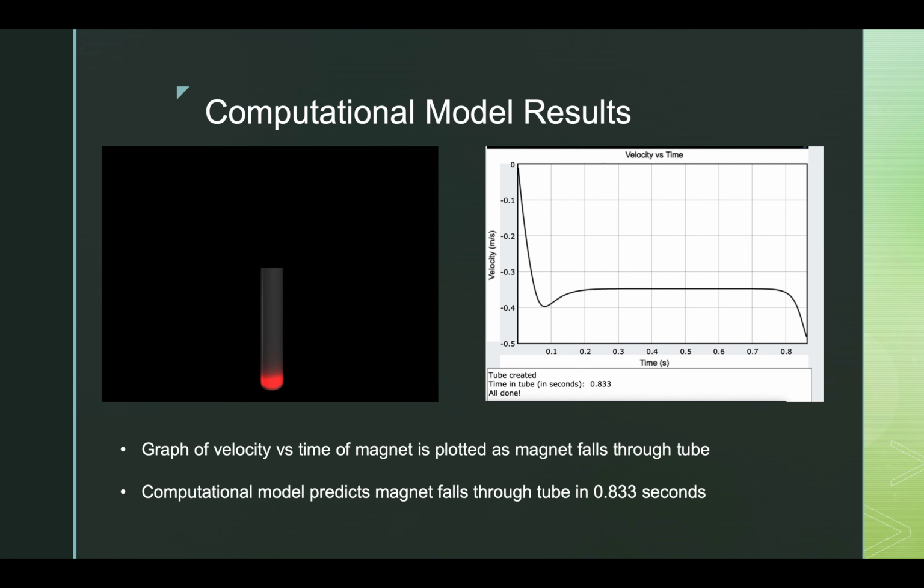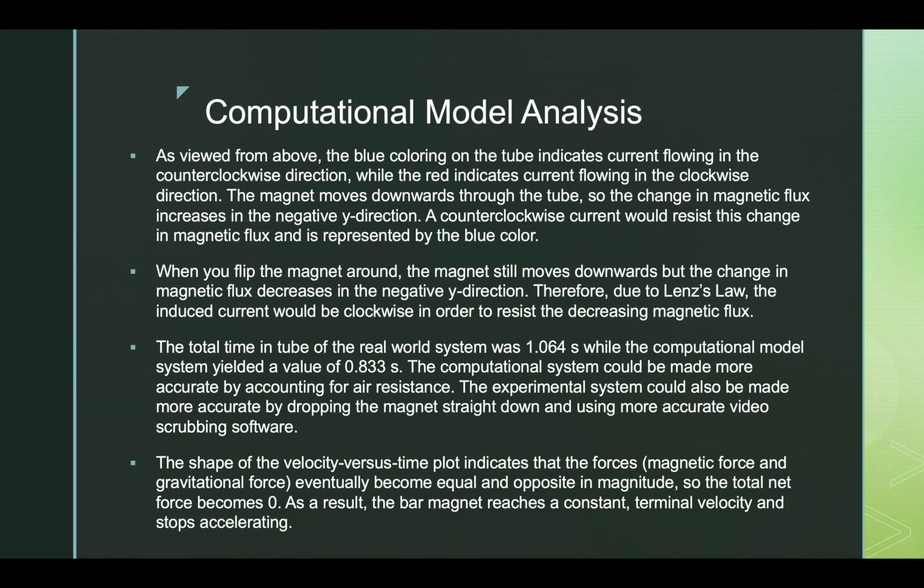The moving blue induced current is visible through the tube as the magnet falls. The graph of the velocity versus time is plotted as the magnet falls through the tube, and the magnet falls through the tube in 0.833 seconds. As viewed from above, the blue coloring on the tube indicates current flowing in the counterclockwise direction, while the red indicates current flowing in the clockwise direction.